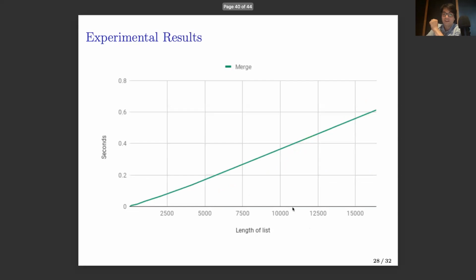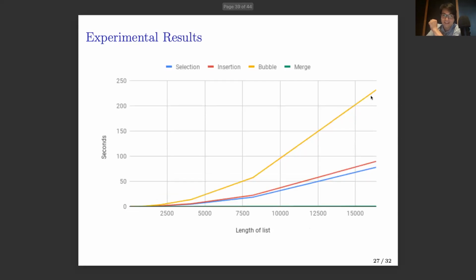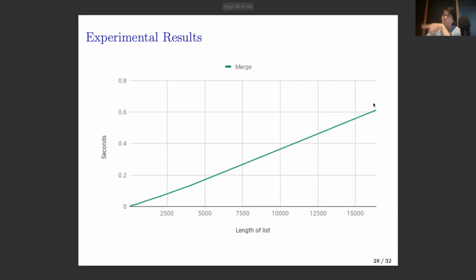Bubble sort, for a list of length 15,000, took over 200 seconds. I did it 10 times. So to sort 10 different lists of length 15,000 took 200 seconds. Merge sort, to sort 10 lists of length 15,000, took 0.6 seconds. 0.6. Okay? So does this answer your question of why we need more than one sorting algorithm?